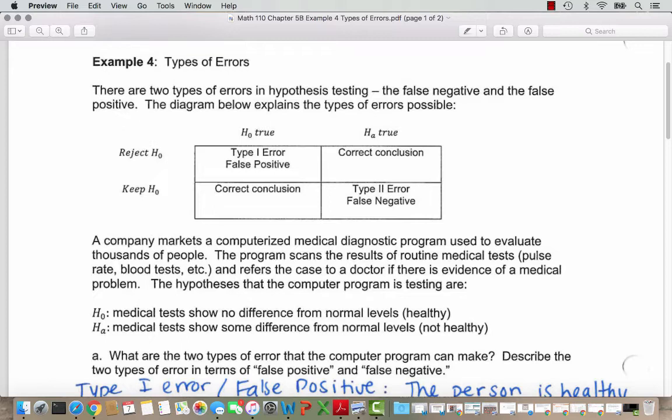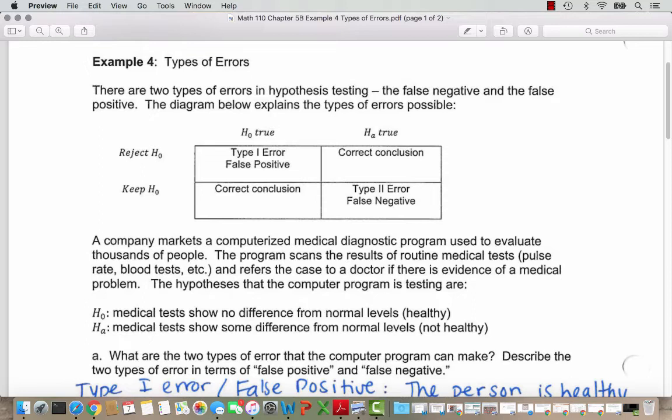The other row, the other possibility, is that we keep the null hypothesis. So in the bottom row first box, if we keep the null hypothesis when the null hypothesis is true, that would be a correct conclusion. If we keep the null hypothesis when the alternative hypothesis is true, bottom row, second box, that's another type of error. That's what we call a type 2 error, or more commonly a false negative. So we're not accepting the alternative when it is in fact true. So these are the 4 different possibilities, 2 ways we can be correct, and 2 different ways we can make errors.